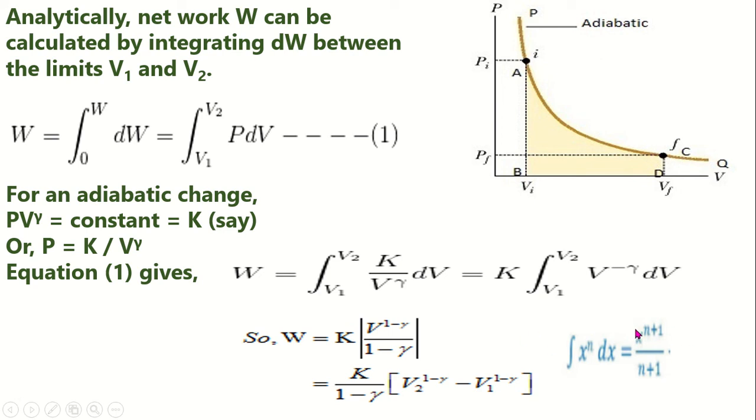So, we will use this formula for calculating this here. W equal to K, K is constant, we have taken it outside. So V to the power minus gamma can be written as V to the power minus gamma plus 1. But minus gamma plus 1 can be written as 1 minus gamma, isn't it? So we can write V to the power 1 minus gamma divided by 1 minus gamma. Lower limit V1 and upper limit V2. So it becomes K by 1 minus gamma into V2 to the power 1 minus gamma minus V1 to the power 1 minus gamma. Here we put the value of limit.